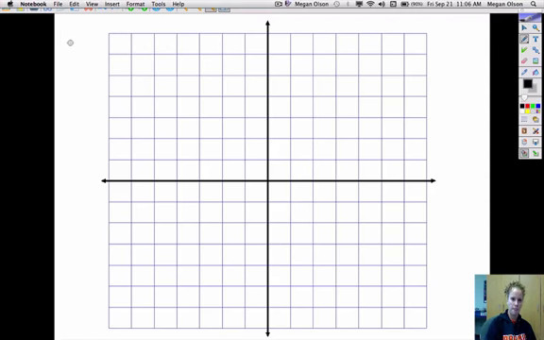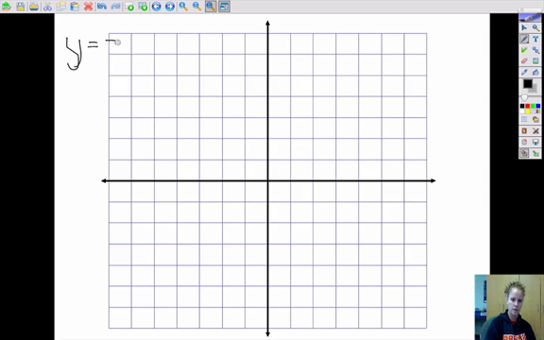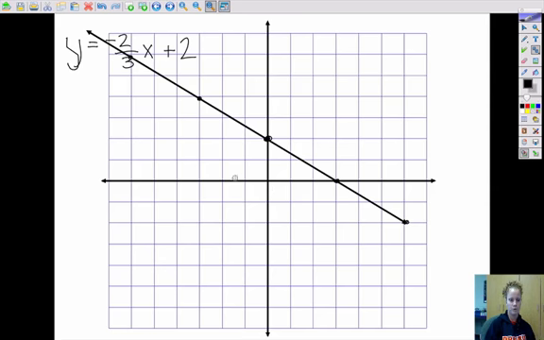Let's try y equals negative 2/3 x plus 2. Pause the video and try that one. And we'll check it. Y-intercept 2, so we'll add a point at 2. Following our slope, our rise is negative, so we're going to go down 2 over 3, down 2 over 3, and continue it backwards. There's our line. Hope it looks like yours.